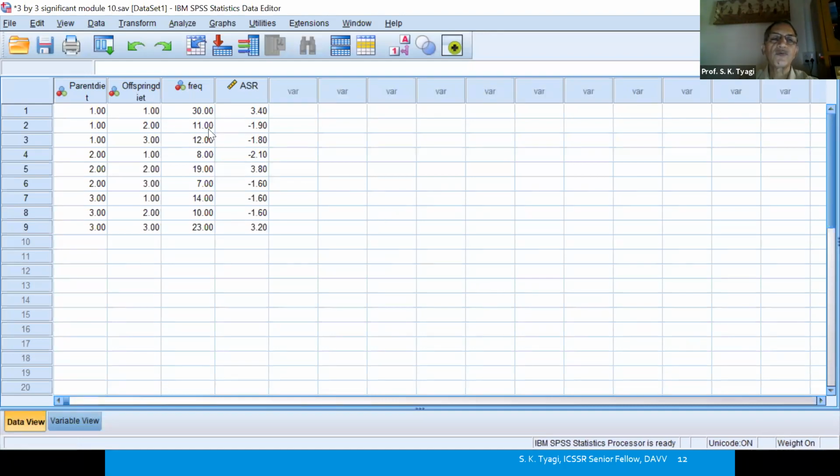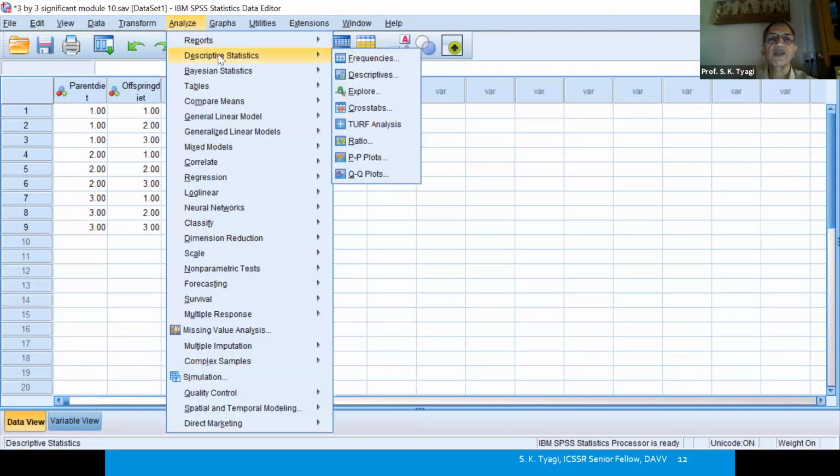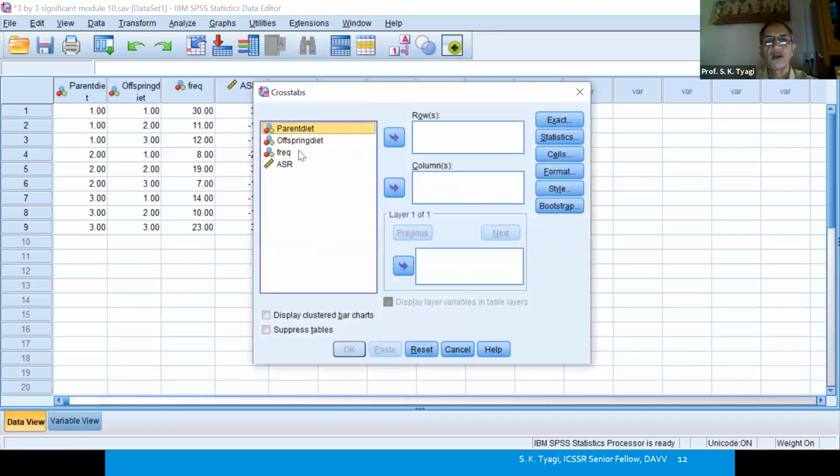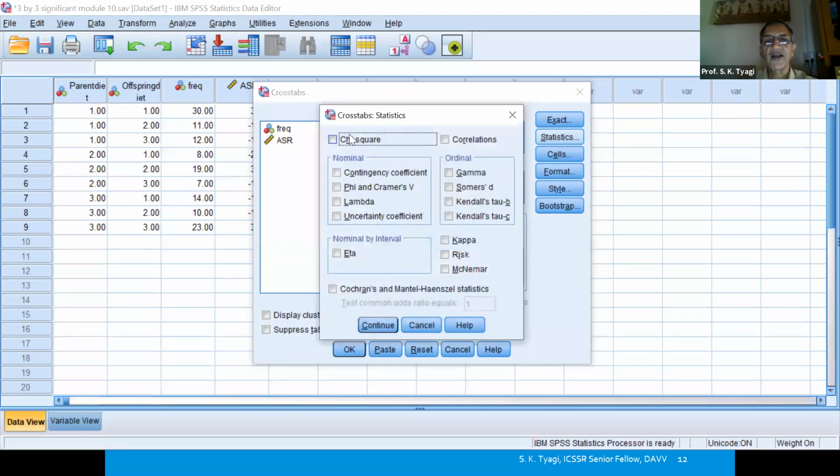So now we repeat the same process. There is no difference. Analyze, descriptive, cross tab. Parent diet in row, offspring diet in column. Frequency has been taken care of, we need not worry about it. And statistics, chi-square. Continue. Okay.